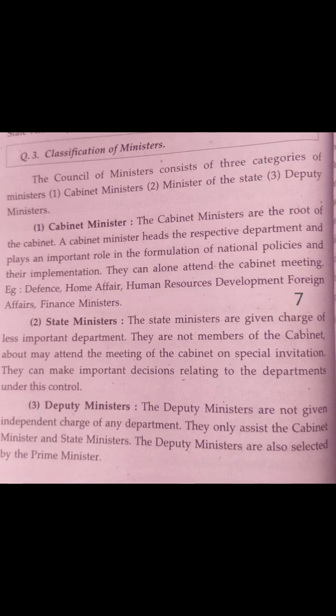Ministers of State. The state ministers are given charge of less important departments. They are not members of the cabinet. They may attend the meeting of the cabinet on special invitation. They can make important decisions relating to the department under their control. Deputy Ministers. The deputy ministers are not given independent charge of any department. They only assist the cabinet ministers and state ministers.